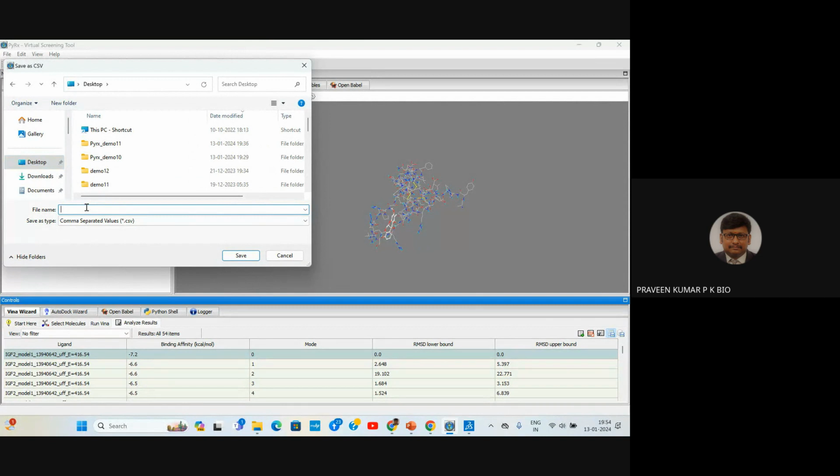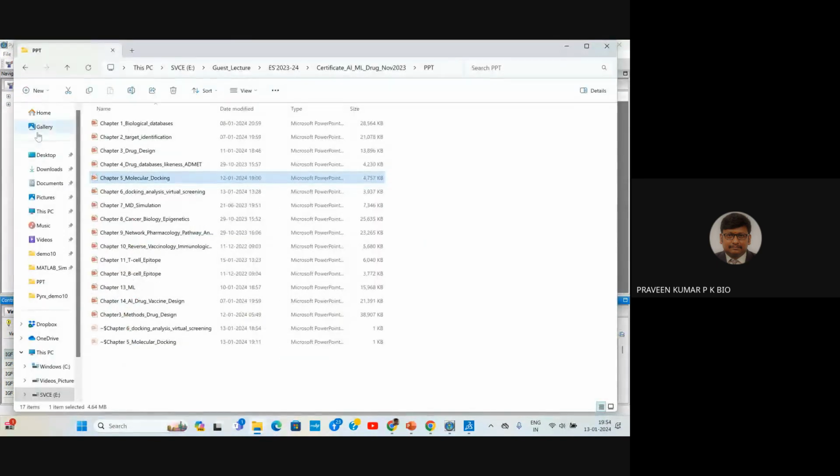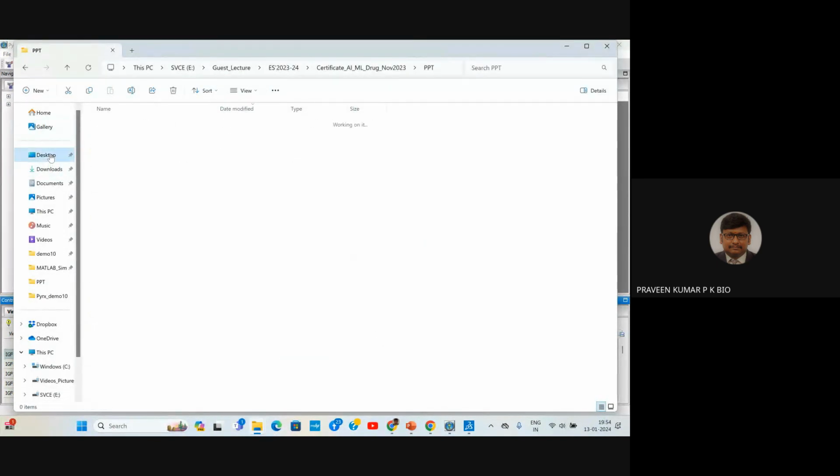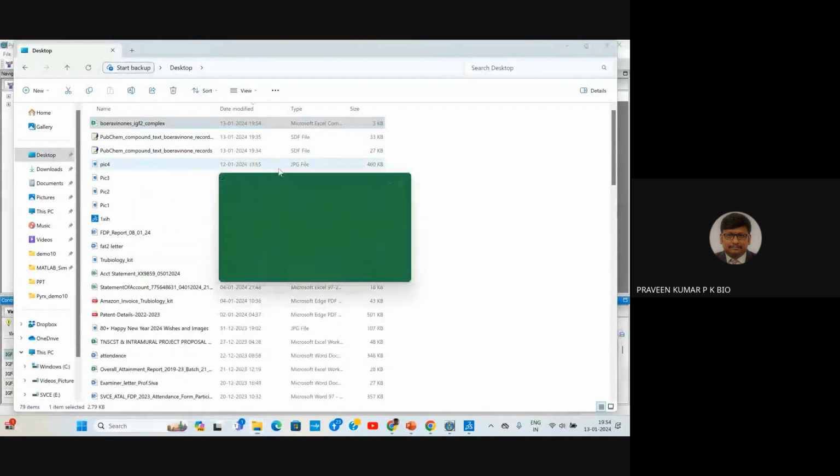Okay, so this is the result of Varivinons with IGF2 complex, isn't it? So this is such a kind of CSV file. I'm just going to save this. Whatever I saved, I'm going to open it in the desktop now. So in the desktop, I'm going to open this.